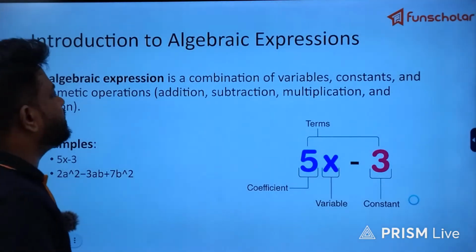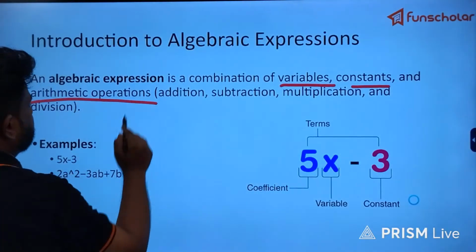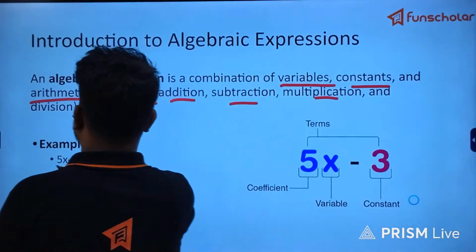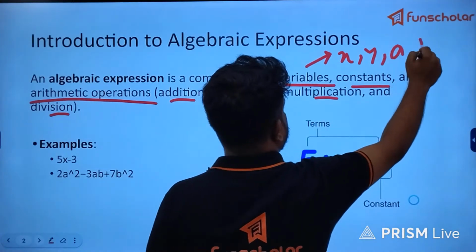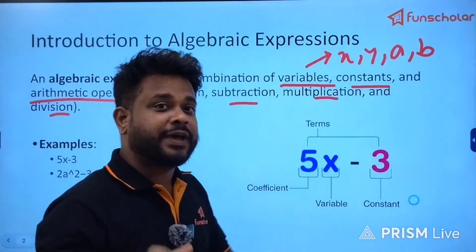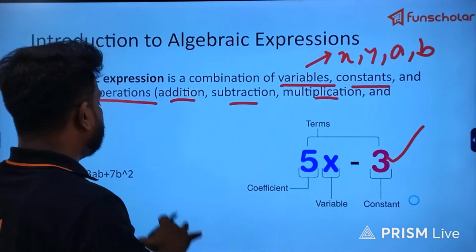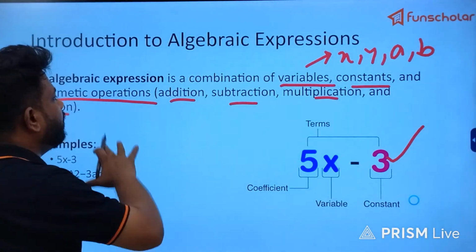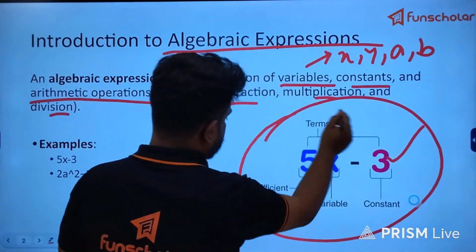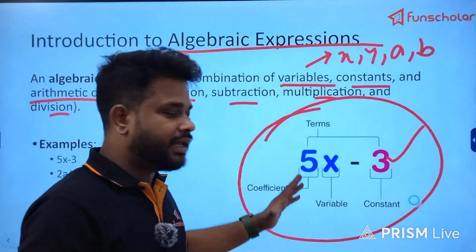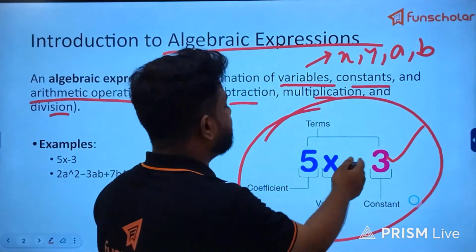So algebraic expressions is a combination of variables, constants and arithmetic operations like addition, subtraction, multiplication and division. Variable means we already know that it will be x, y, a, b or whatever. And constant means the fixed value like 3 or 2. Talking about all these things together makes an algebraic expression. For example, we are seeing 5x minus 3, where 5 is the constant, x is the variable and 3 is also constant.